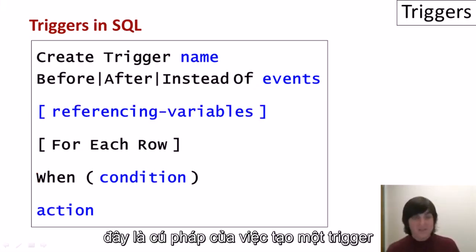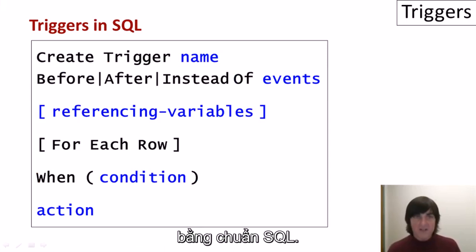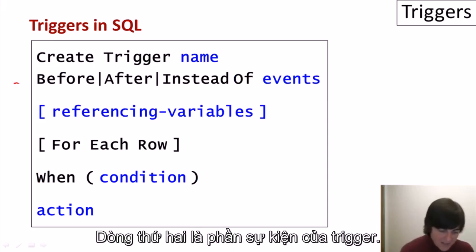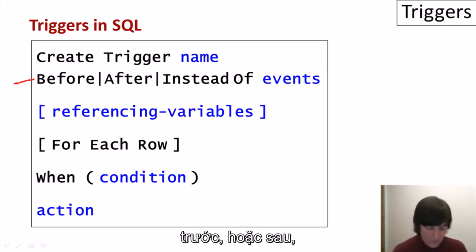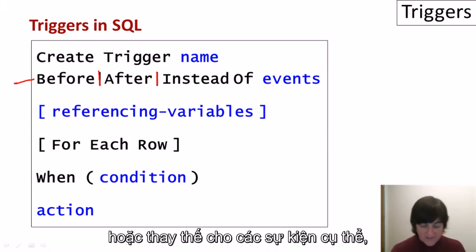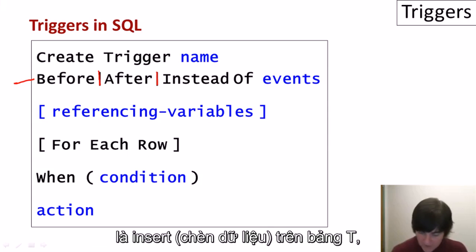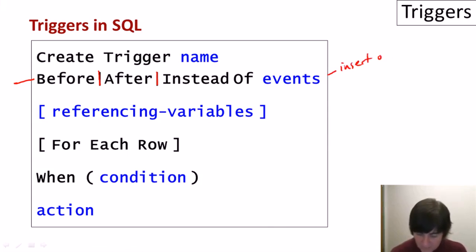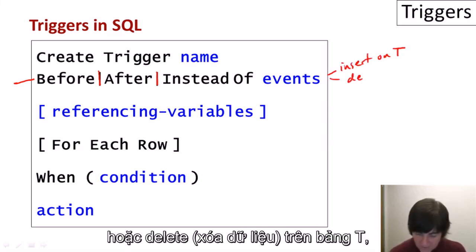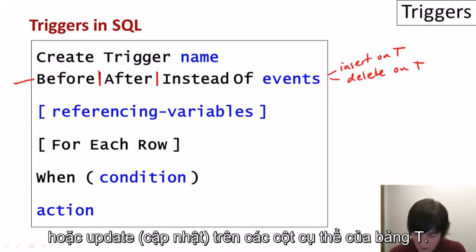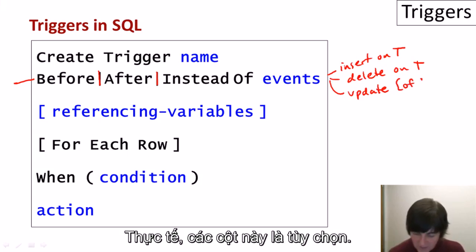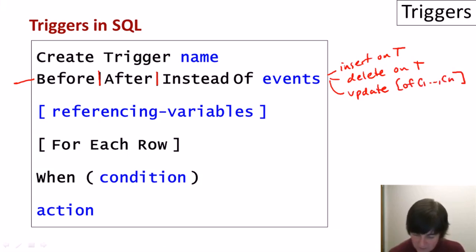So here we have the syntax of creating a trigger using the SQL standard. The second line is the event portion of the trigger. It says that the trigger should be activated either before or after or instead of specific events. And the specific events that can be specified are insert on a table T, or delete on a table T, or update of particular columns on a table T. And actually, the columns themselves are optional. Update of columns on table T.